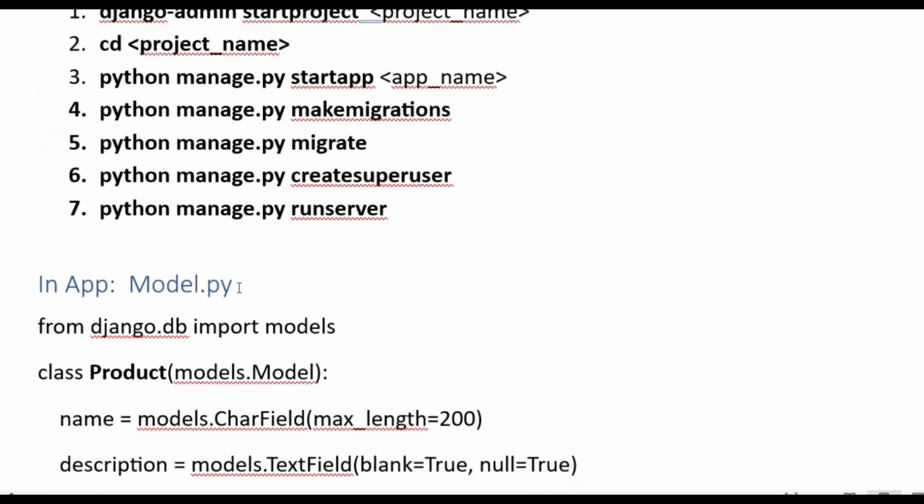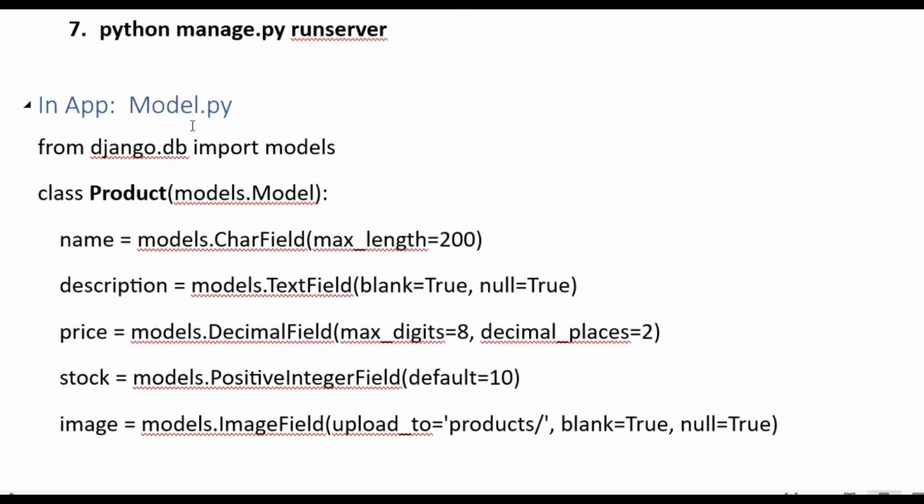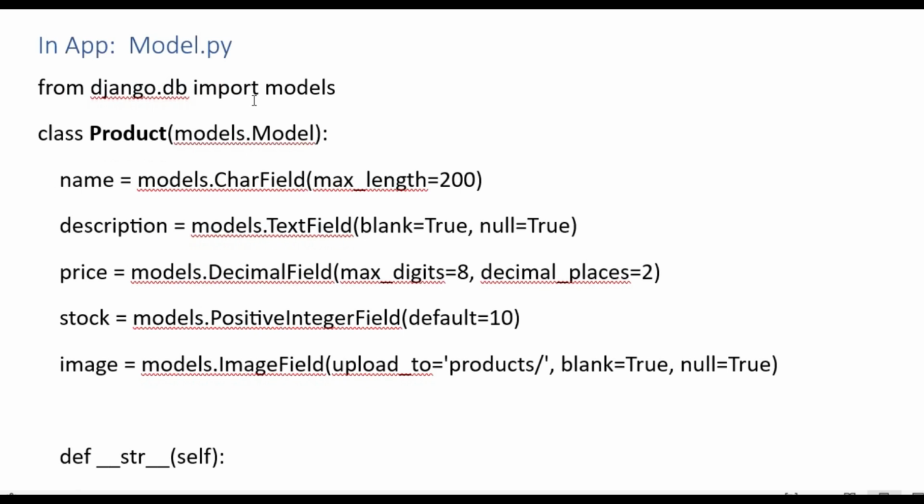Now in the application, if we want to create a models.py, we are deriving, which is called inheritance in OOPs. You can see we are importing from django.db import models, and models.Model is the parent class. I am creating a subclass, or child class, called Product, and defining the name of the product, description, price, stock, and image.